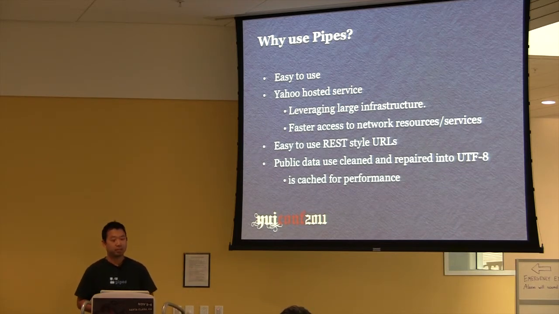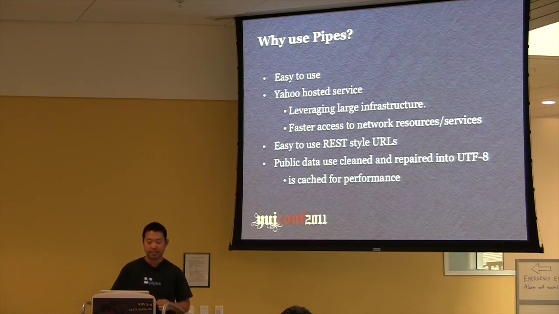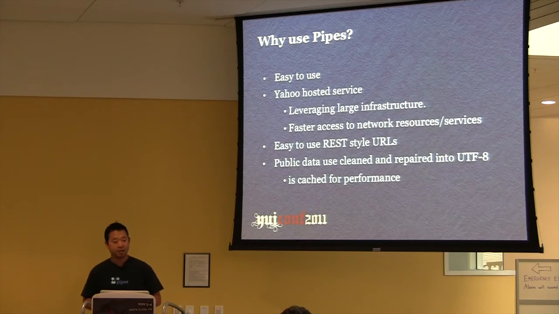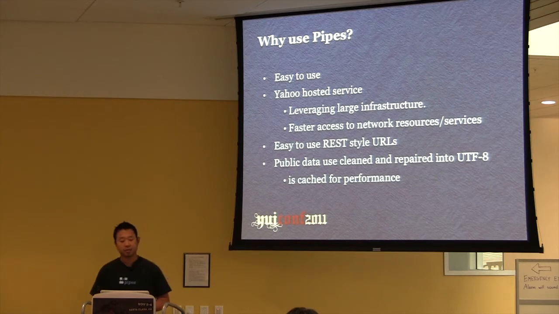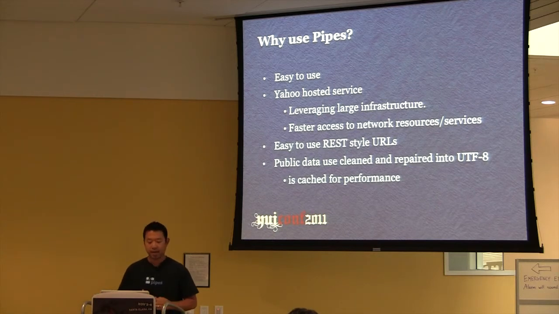We provide easy to use REST style URLs, so it's easy to get the data that you need. And a lot of data out on the internet is good, but there's some pieces of data out there that might be malicious. And the pipes engine actually sanitizes that code, it cleans it, and if a feed happens to be malformed with the wrong encoding type, the pipes engine will actually repair it into UTF-8 correctly.